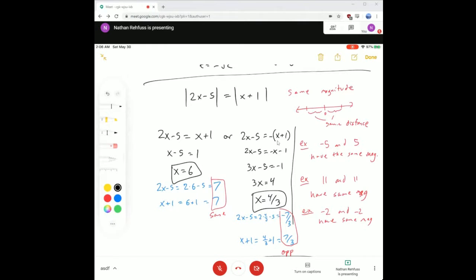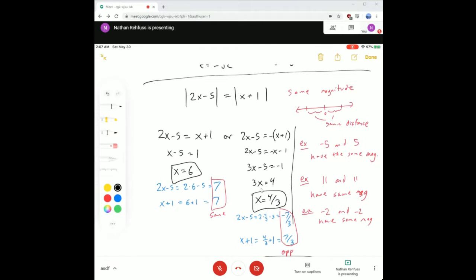On the other hand, if I assume they have opposite values, I find out that x must be 4/3. Let me plug that in and see what happens. 2x minus 5 would be 2 times 4/3 minus 5. So that's 8/3 here. 5 is 15/3. So I have 8/3 minus 15/3. I need that common denominator to subtract. 8 minus 15 is negative 7. Altogether, I have negative 7/3 inside these bars. Over on the right, x plus 1 is 4/3 plus 3/3, because 1 is 3/3, and that's positive 7/3.